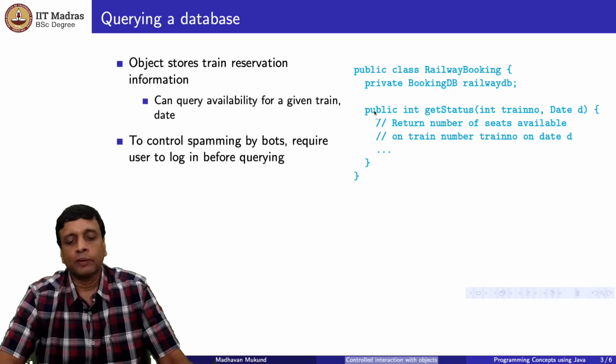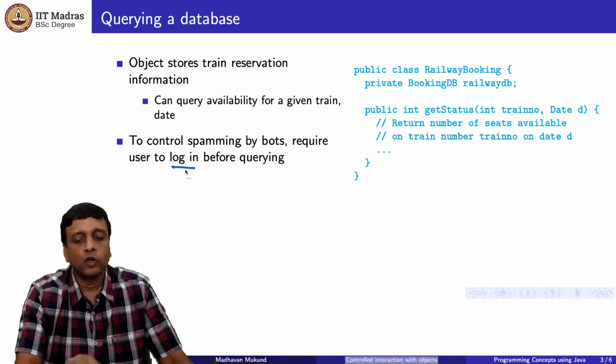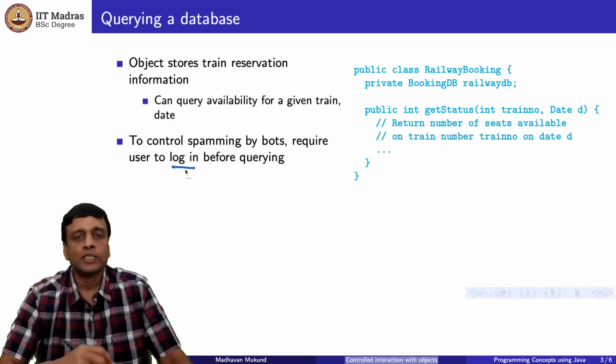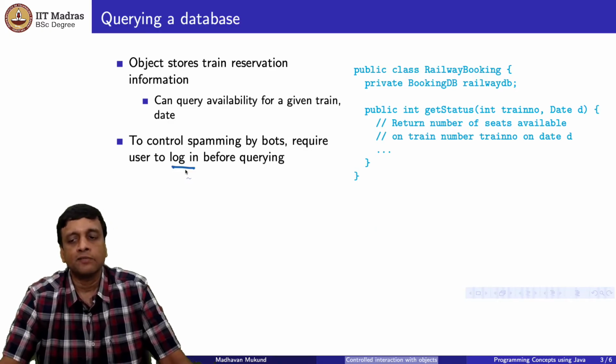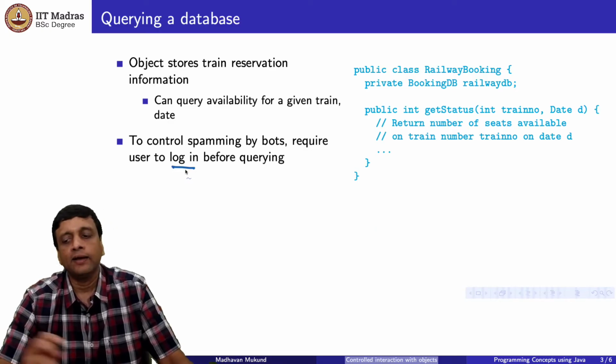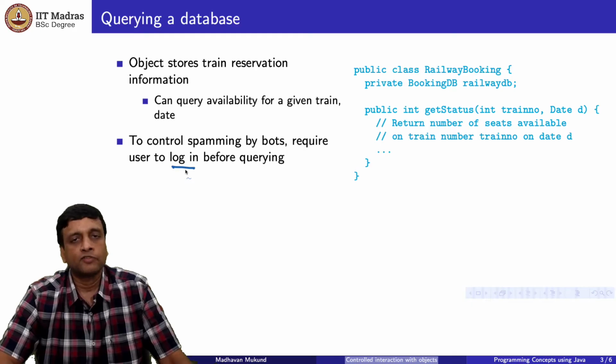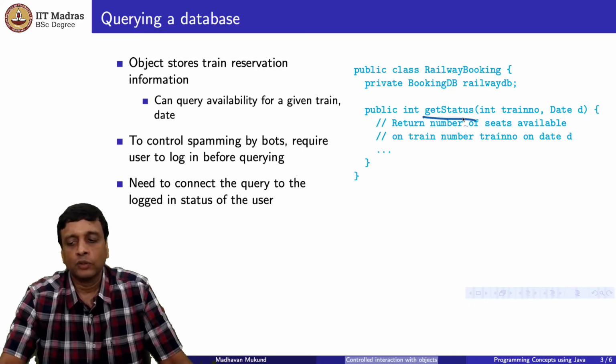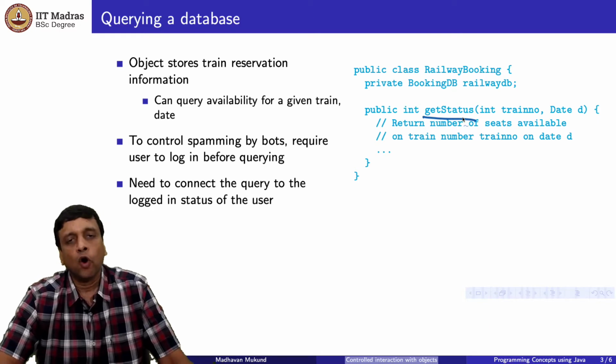So one of the things that you might want to do is you might want the user to log in before they make a query. So you don't support this query directly. You expect a user to first register themselves with the database, and only then are you allowed to ask for the status, right? So you need to connect each query made through this get status to the logged in status of a user. So now the question really is, how would you do this?